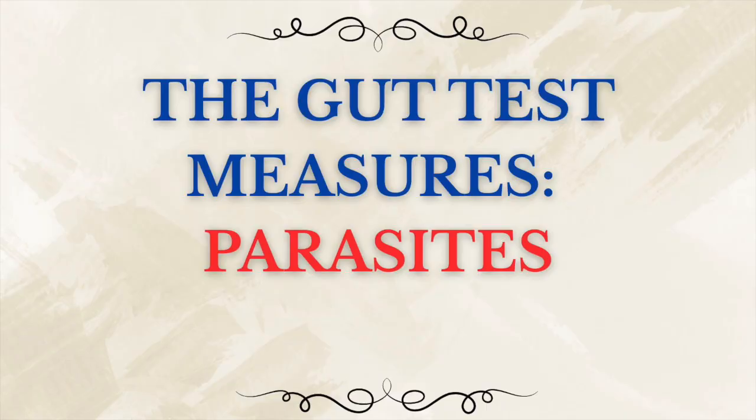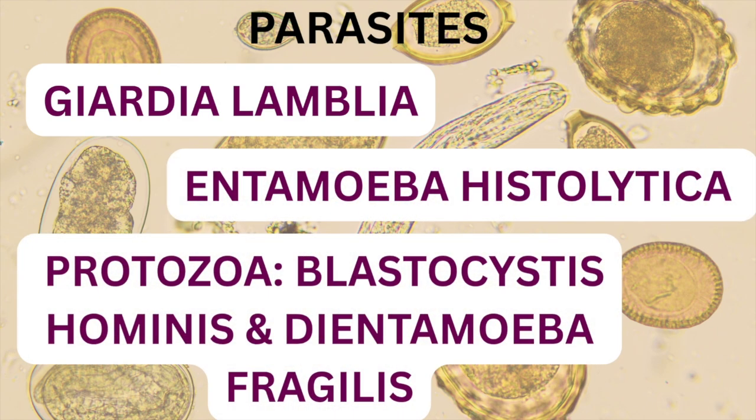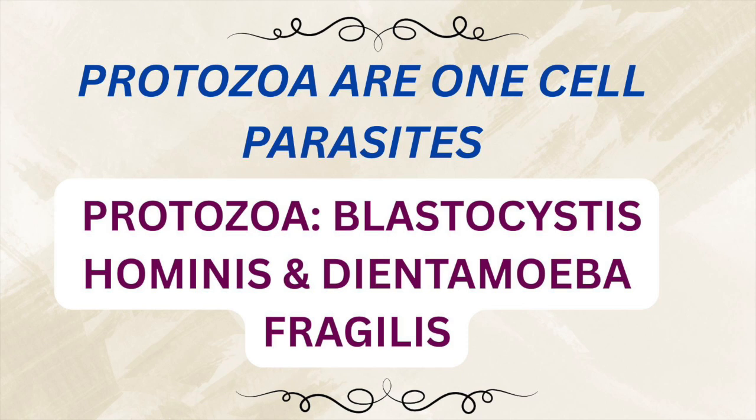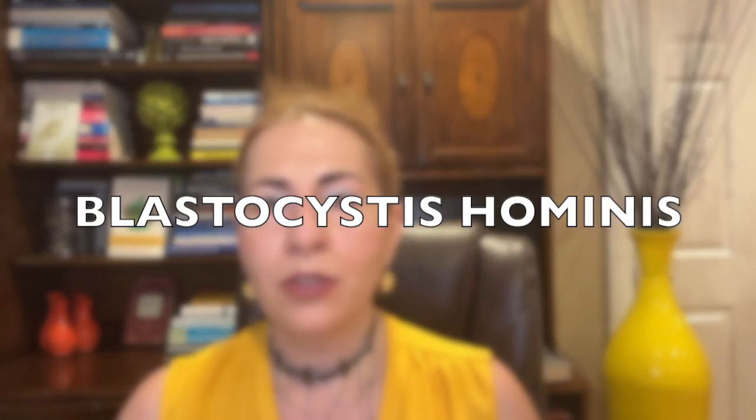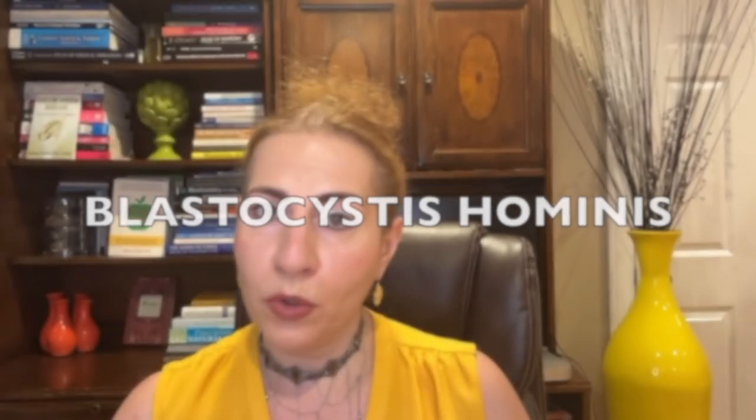And again, some of the common ones: Giardia lamblia, Entamoeba histolytica, and protozoa. Protozoa are one-cell parasites, and some of them are Blastocystis hominis or Entamoeba fragilis. While often they're asymptomatic, these organisms can trigger IBS-like symptoms. They can trigger fatigue, immune dysregulation, especially in already immune suppressed or somewhat susceptible individuals. One of the most common parasites that we see in the US is Blastocystis hominis, and those are protozoa, which means again a one-cell parasite.